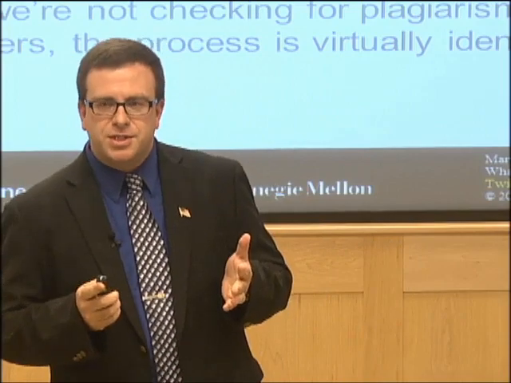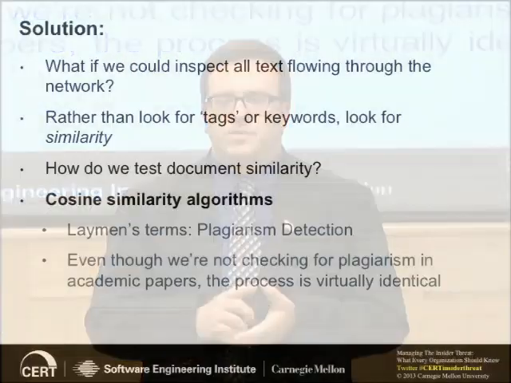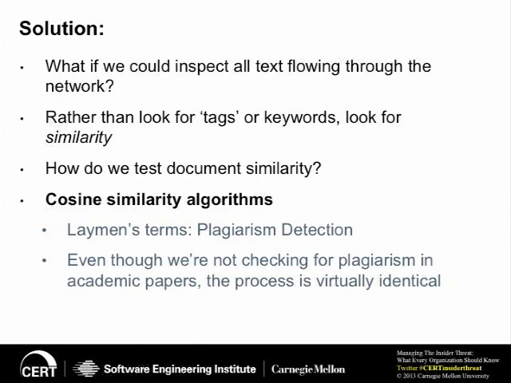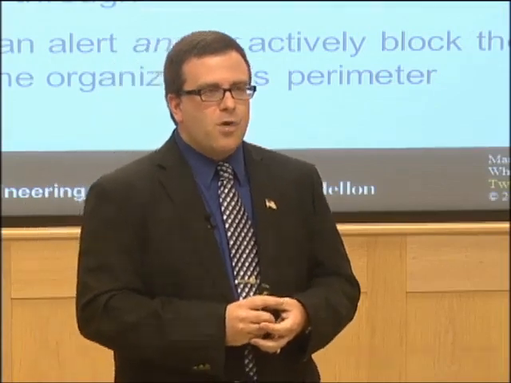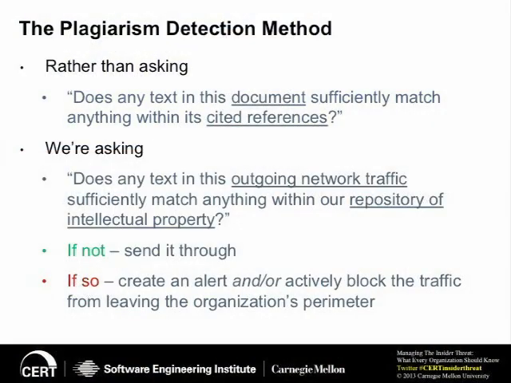In technical terms, this is called cosine similarity algorithms. It's also known as plagiarism detection. This is actually what many academic papers are checked for. Professors have software that can scan a paper looking for plagiarism. So rather than asking if a document contains cited work, if it was properly cited, we're asking, does all network traffic match anything in our repository of intellectual property? If it does, we're going to block it. If it doesn't, we're going to send it through.